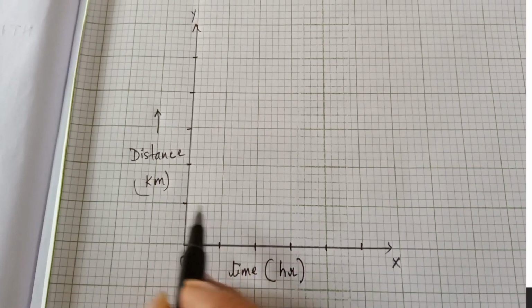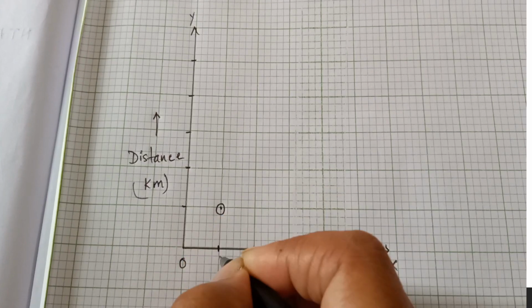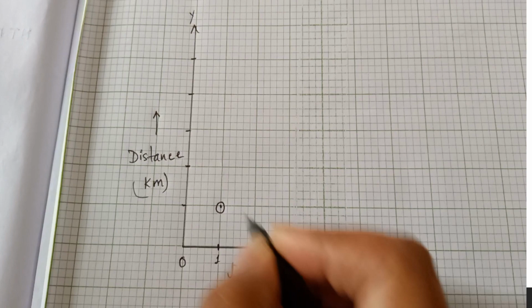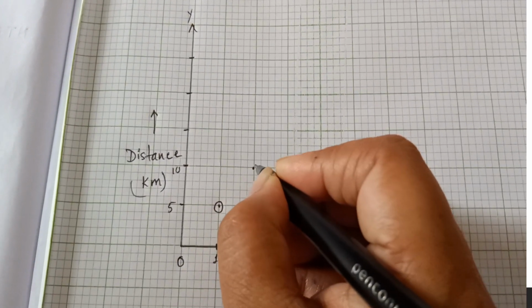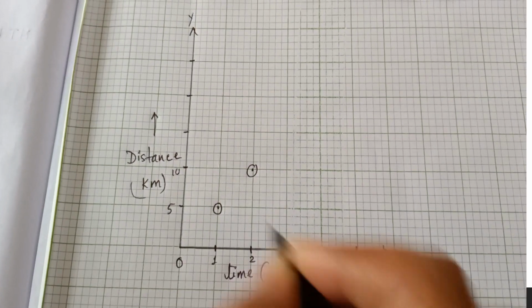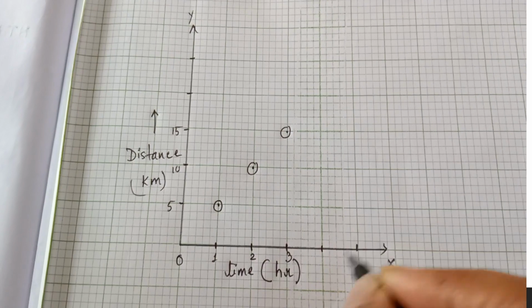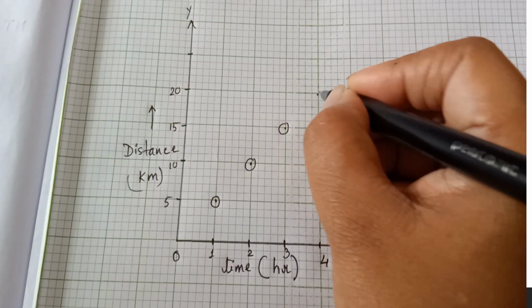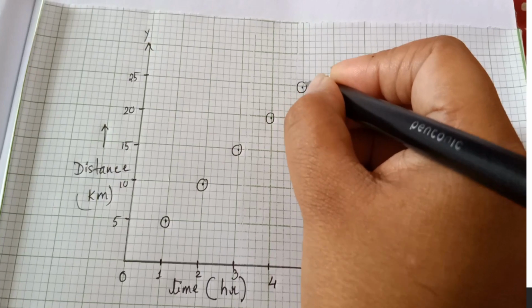In 1 hour distance covered is 5 kilometers. So at the point of intersection, 1 and 5 giving 1 dot. 2 hour and 10 kilometers, so it will be here. 3 hour and 15 kilometers, so it will be here. 4 hour and 20 kilometers, so it will be here. And 5th hour 25 kilometers, it will be here.